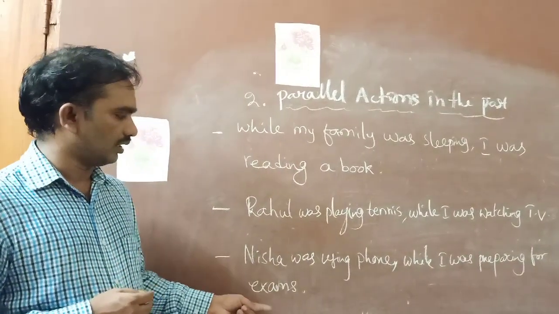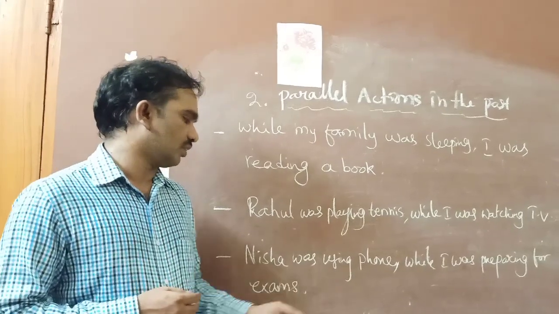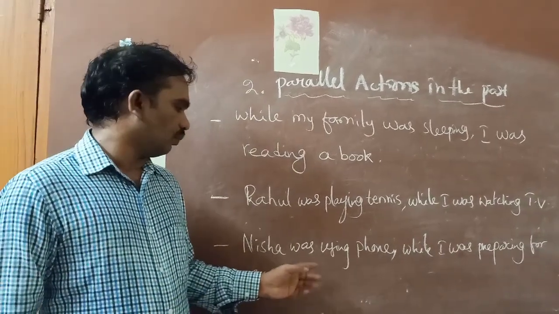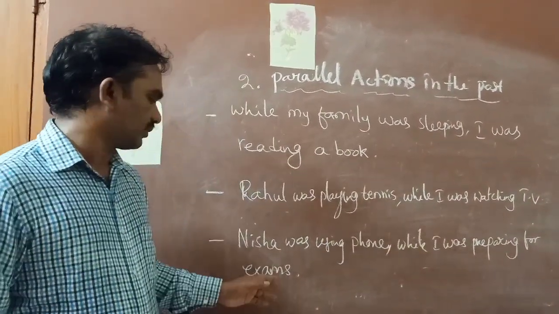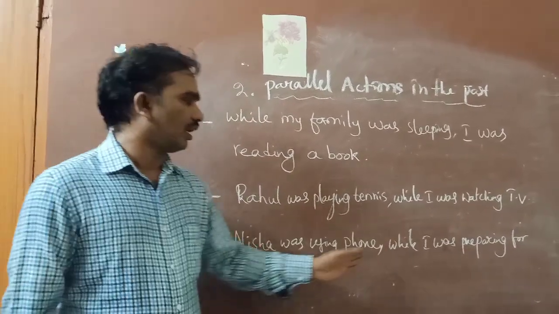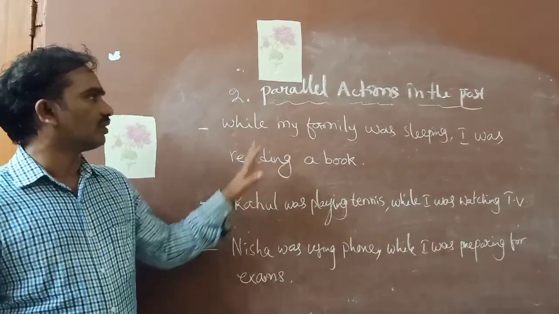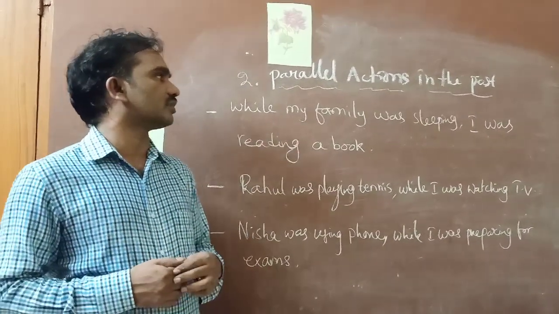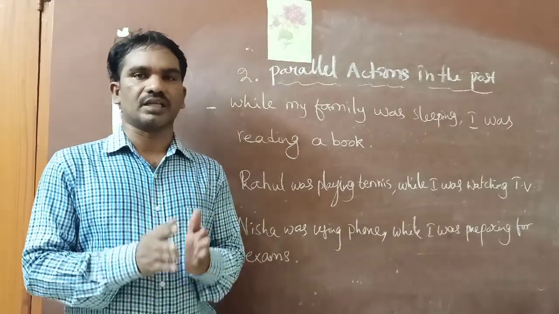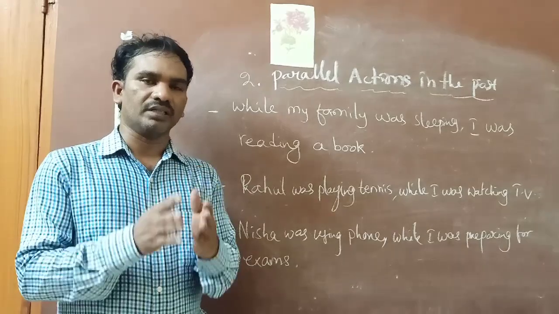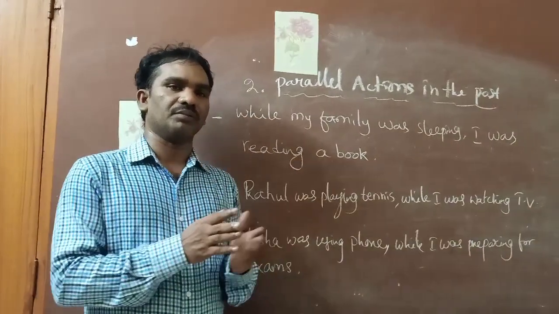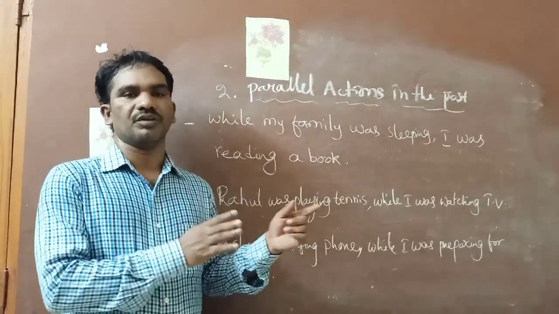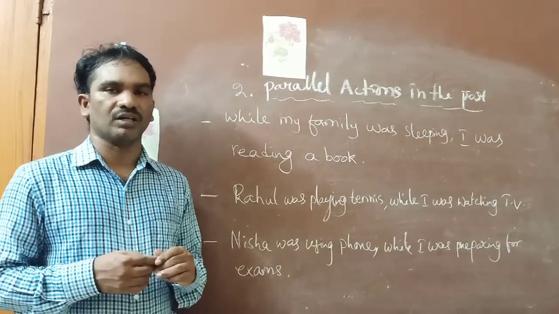Look at the third example. Nisha was using a phone while I was preparing for exams. Both are going on at the same time. So Nisha was using, and I was preparing. This is the second rule that we need to remember to use past continuous tense. Two actions that happened in the past continue for some time at the same time, that means simultaneously. So let's move to the third rule.